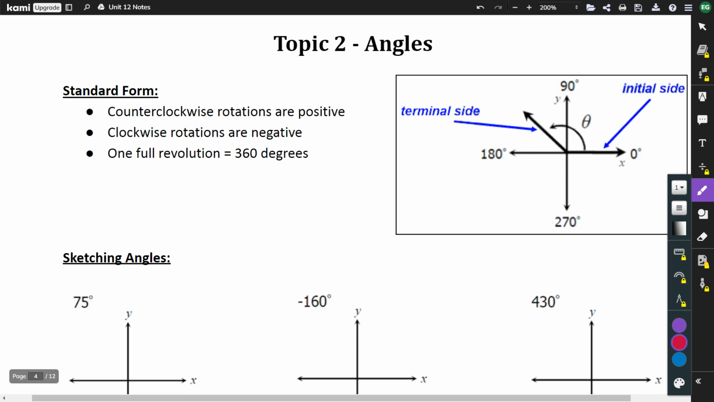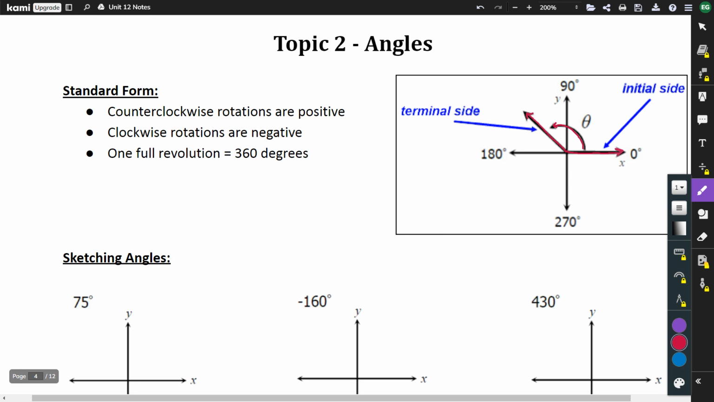In my picture over here, I have a couple things labeled. The initial side of our angle is always going to lay on the positive x-axis. So this is the initial side. And then the terminal side of our angle is where it lands, basically. So the angle is formed between these two sides. And we're always going to have an arrow here to show the direction that the angle has actually opened up, because we're going to have counterclockwise and clockwise rotations.